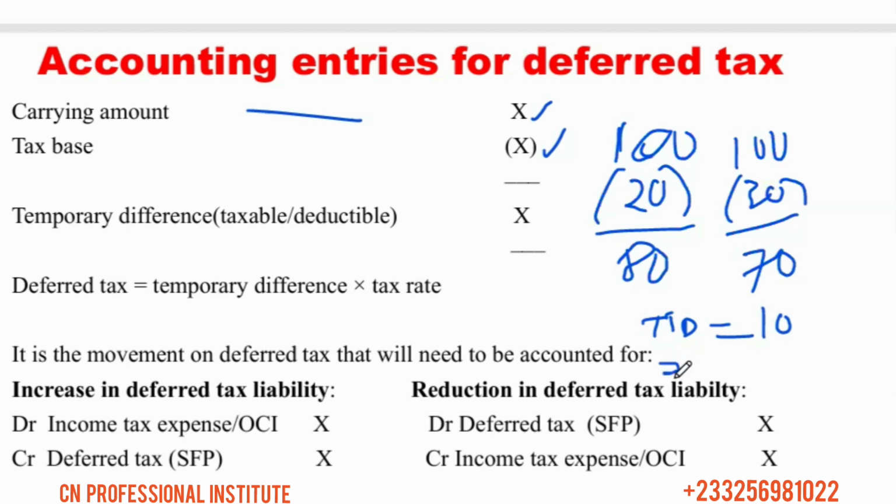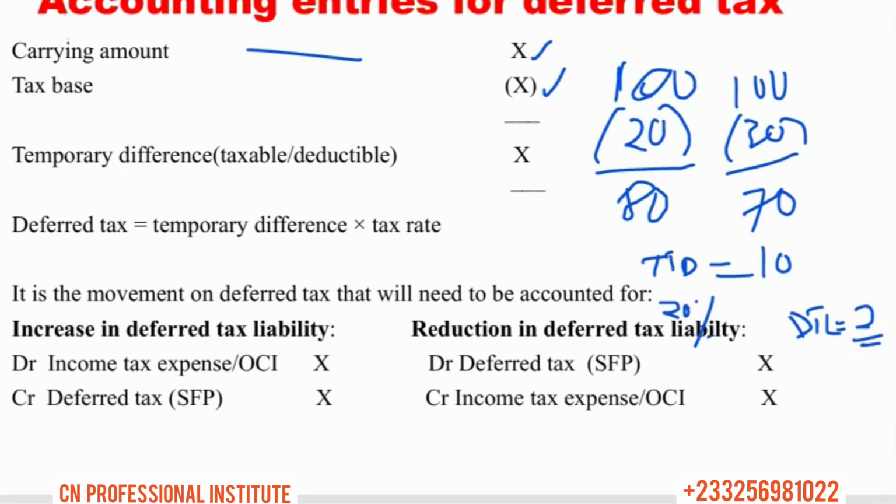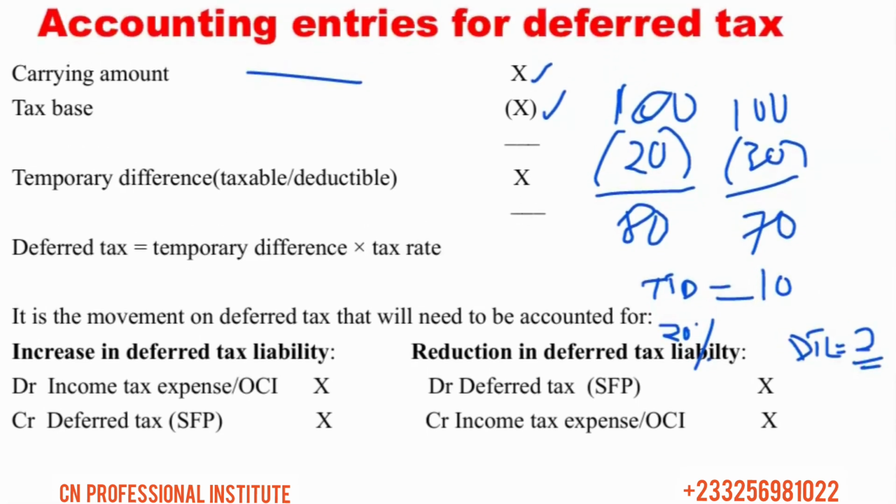Let's say the tax rate is 20%. Your deferred tax liability will be 20% on the temporary difference, so 20% of 10,000, which is 2,000. The temporary difference was a taxable temporary difference, so it gave us a deferred tax liability of 2,000.